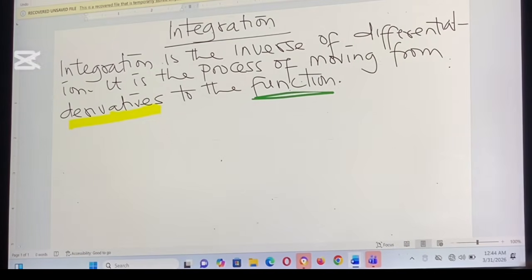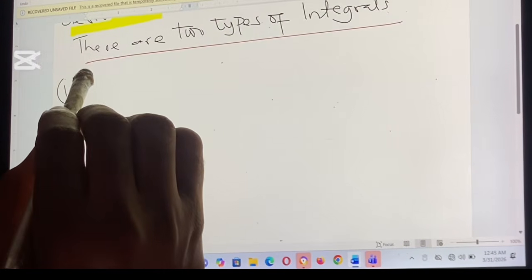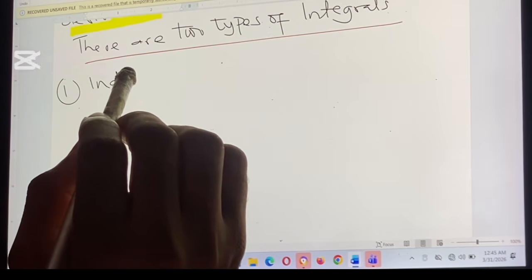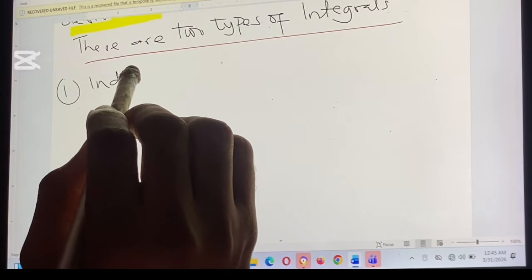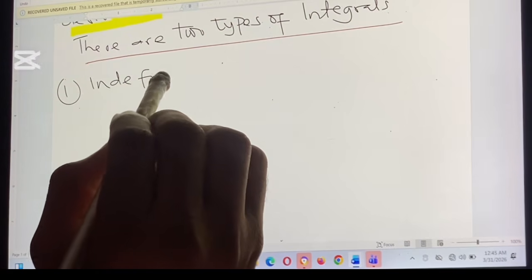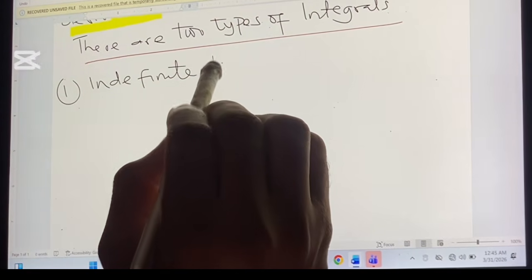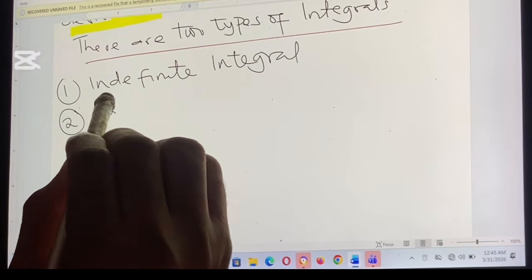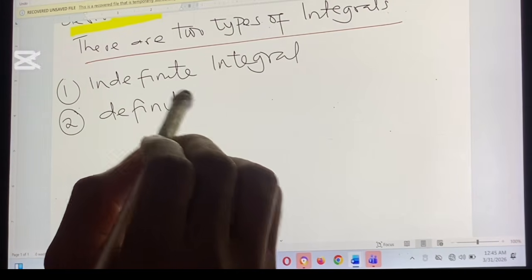Okay. Now, before we solve some questions here in integration, let's take the two types of integrals. Please write. There are two types of integrals. The first one here is indefinite integral. The second one is definite integral.